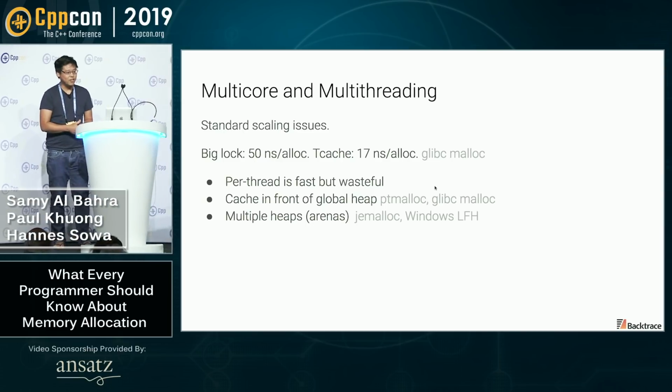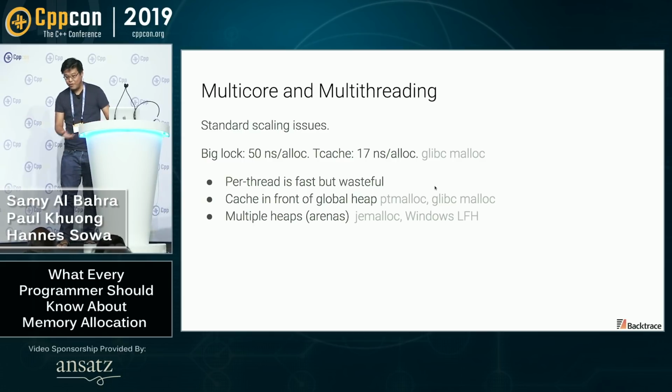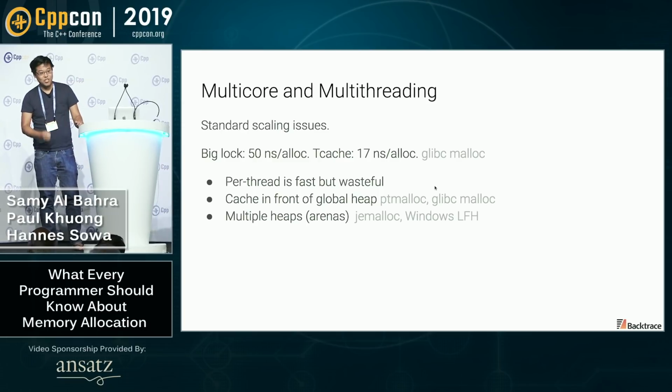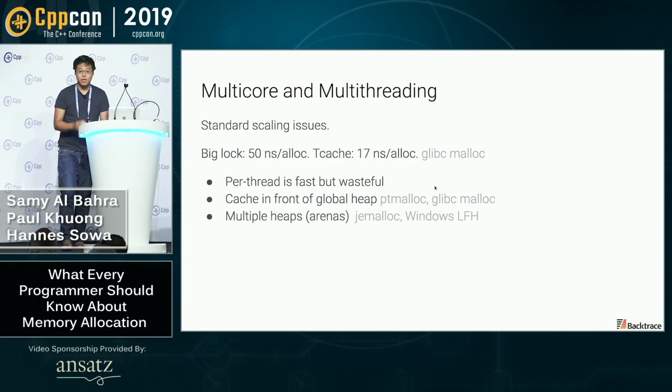So given this data, you might say, well, just move everything to be per thread. It's going to be much faster. And yes, it's true. If you essentially eliminate contention by giving each thread its own private heap, it's going to be fast, but it's going to be very wasteful in memory because you can't recycle memory from one thread to the other. So we kind of have to look for a happy medium.